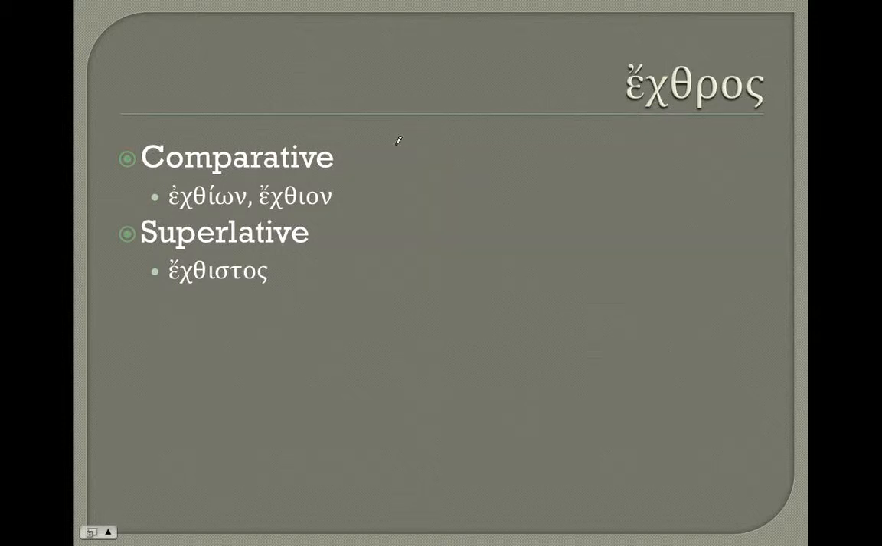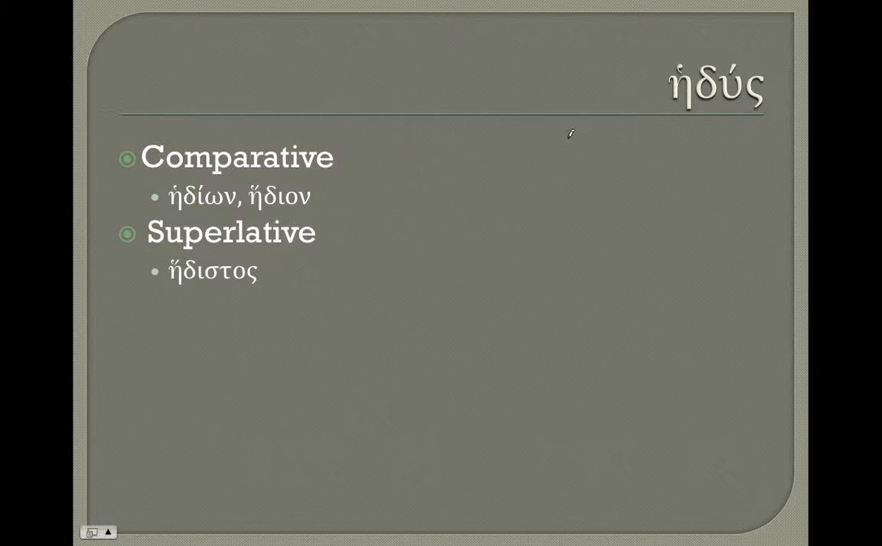Or for echthros, hated, hateful, more hateful, echthion, the rho drops out, echthistos, a fairly regular superlative. Remember, the two ways to do the superlative are generally tatos and istos. But again, the comparative is this ion, a two termination, third declension adjective. Or hedus, sweet, sweeter, hedion, two termination, third declension. Hedistos, there's our istos superlative.